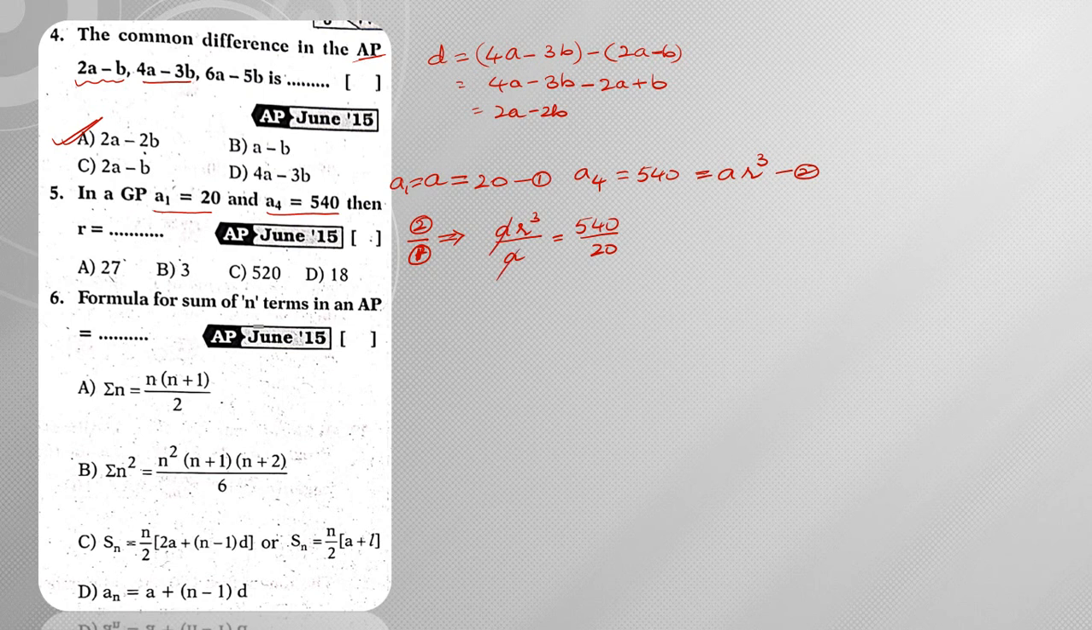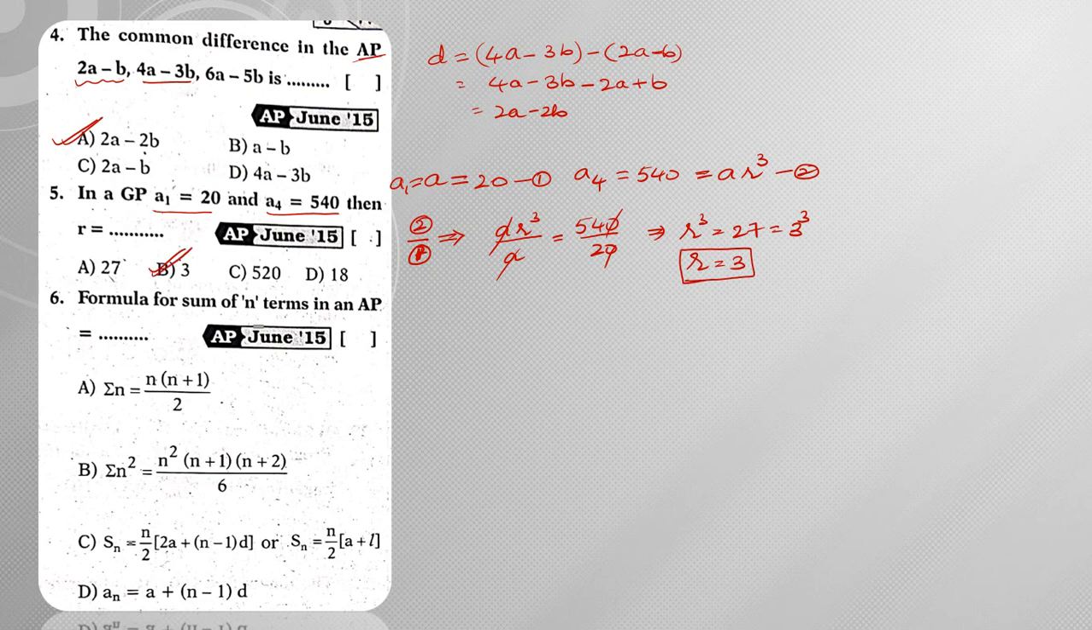Now A gets cancelled, and here 0 gets cancelled. 54 by 2 is 27. So from this, R cube is equal to 27. 27 I can write as 3 cube. So when I compare, I get R is equal to 3. Hence the value of R is 3.